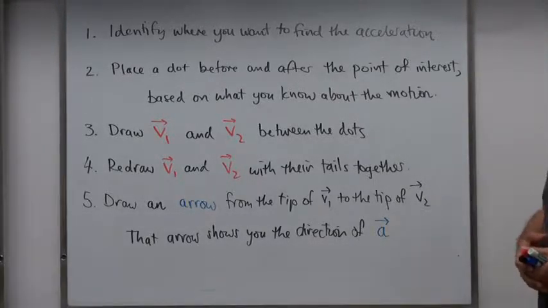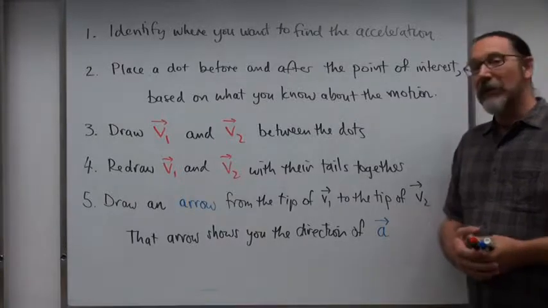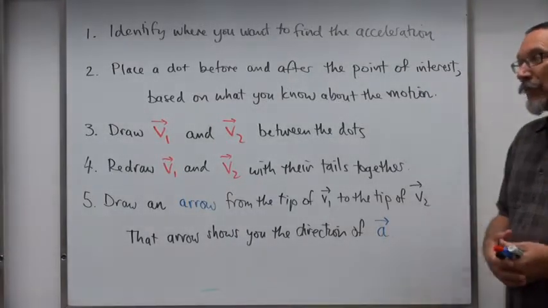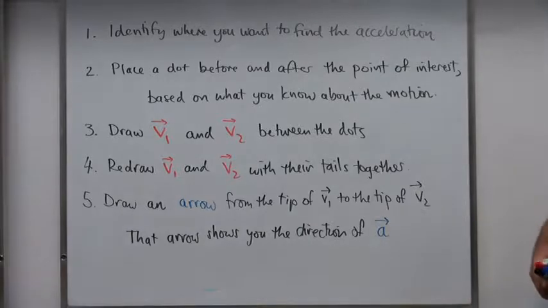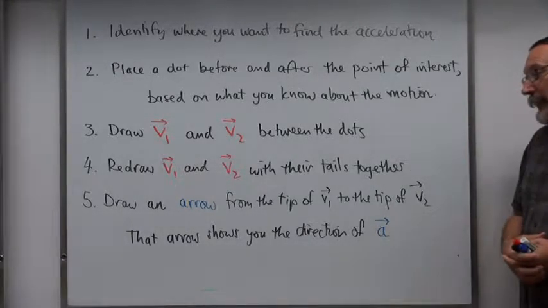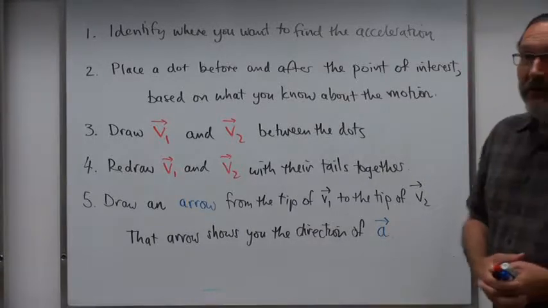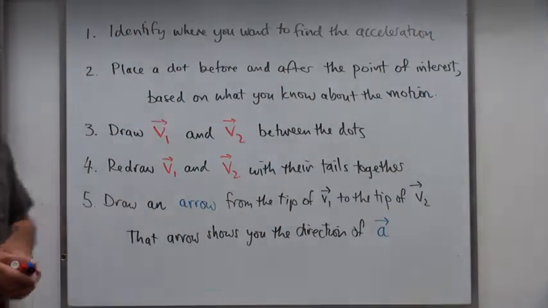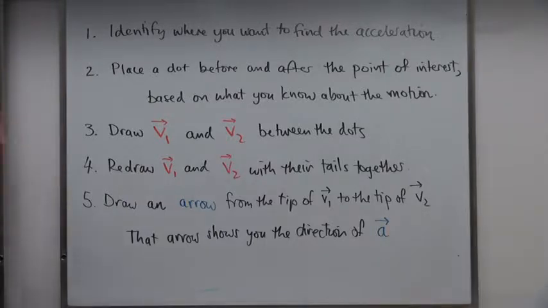in the right places. Then you draw V1 and V2 between those dots. And then you redraw V1 and V2 with their tails together. And finally, you draw an arrow from the tip of V1 to the tip of V2. That arrow is going to show you the direction that the acceleration has. Okay, so those are the steps. You can pause this and look at them and read them more carefully if you like. And let's try this on one example.